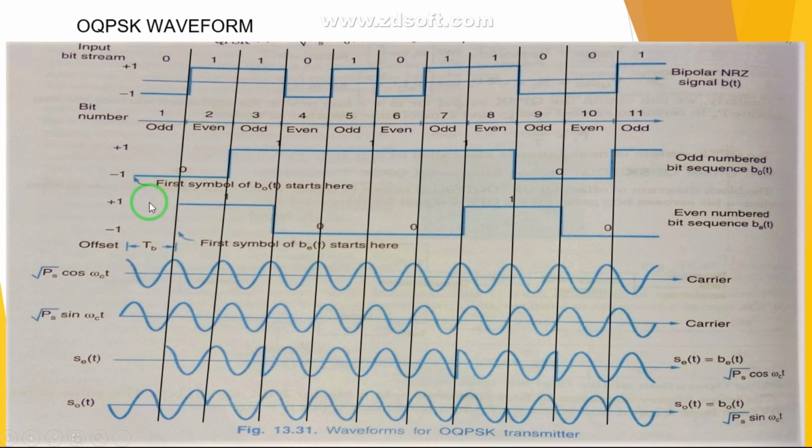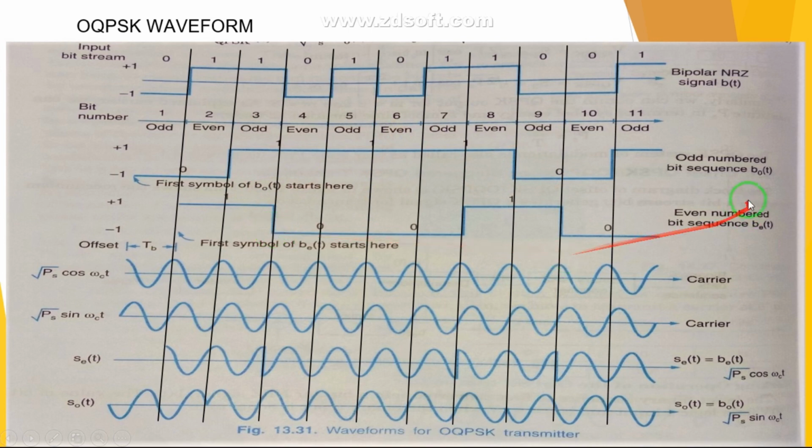So this delay is equal to, as we know, of duration TB. This is called the offset. Hence, we call it OQPSK, that is offset QPSK. Now, due to this offset, what is going to happen? Due to this offset, the bit streams B of OT and B of ET can't change their levels at the same instant of time, as you can see from the diagrams.